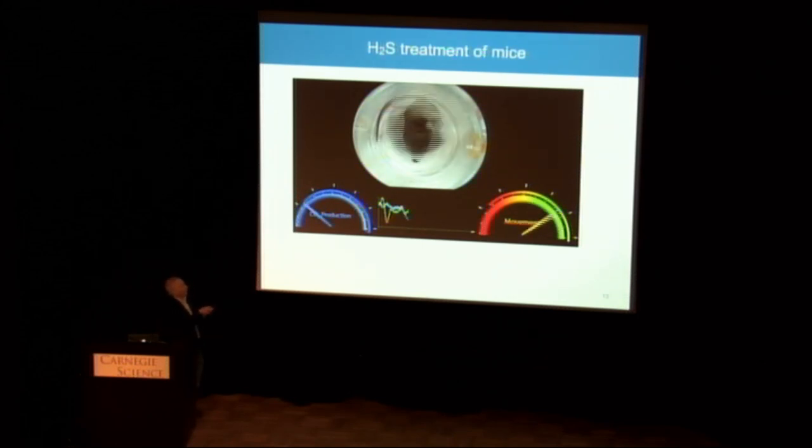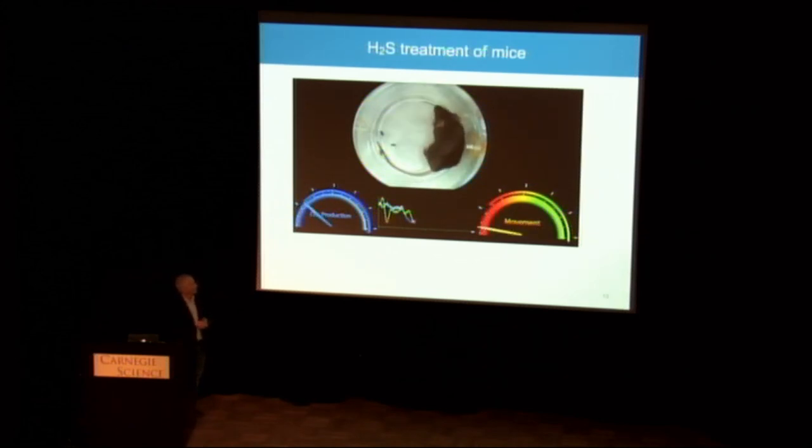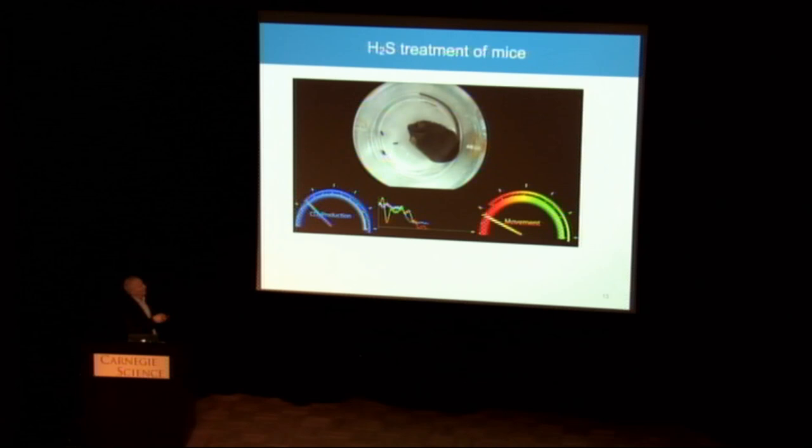Oxygen consumption is going to go way down, and eventually it's going to slow down and sort of just be still. And then they're nice to this mouse, so they take the hydrogen sulfide away. And then what you're going to see is, boom, it's away. And then eventually what happens is the oxygen consumption will go back up, and the mouse will start moving like crazy.